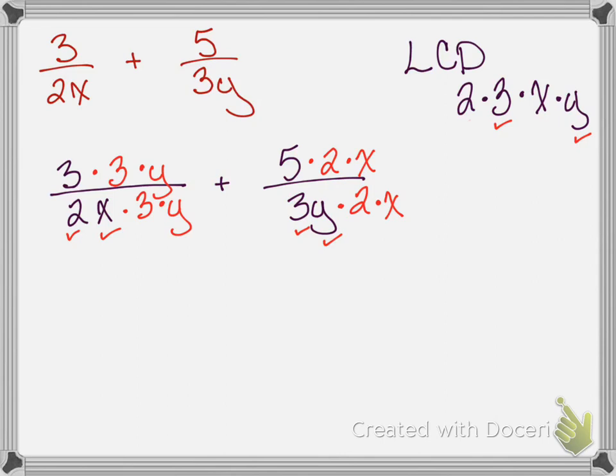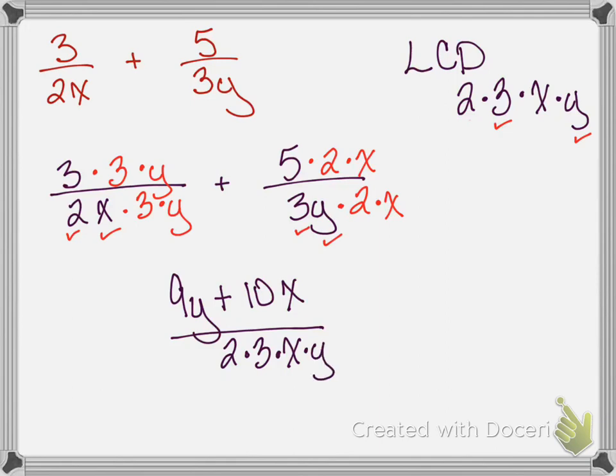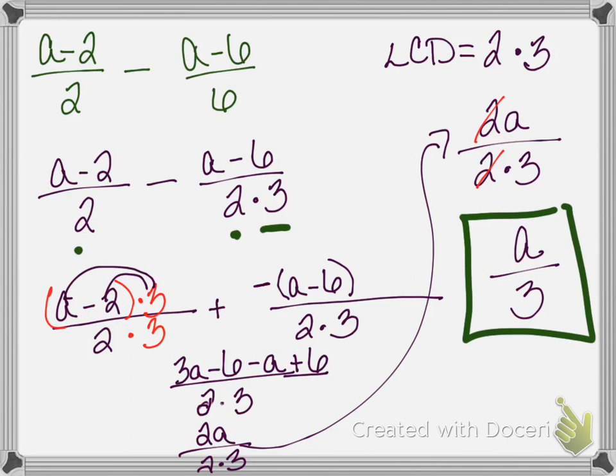Okay. 3 times 3 times y is 9y. 5 times 2 times x is 10x. I'm still going to write the bottom factored out. Okay? And I do that just like here, where I was able to cancel a 2. Okay? I kept it factored out because I very clearly can see that these 2s cancel.